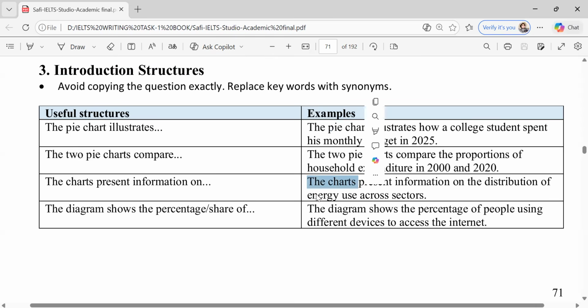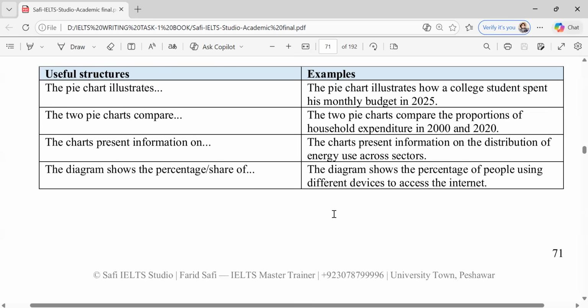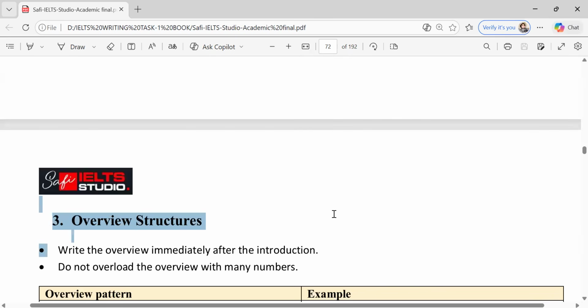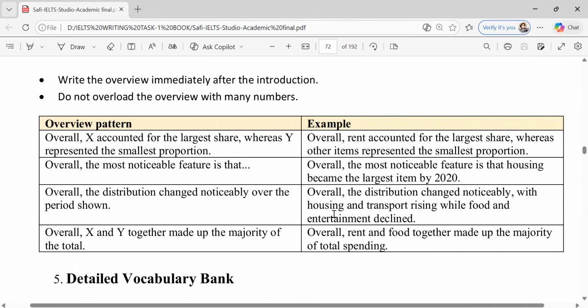The pie charts represent, because the charts are plural, so we say represent, not represents. Or instead of that, you can say the diagram. If there's only one diagram, you say diagram. If there are two, then you say diagrams. Okay, and you do understand about the overview. So how do you write an overview for that?